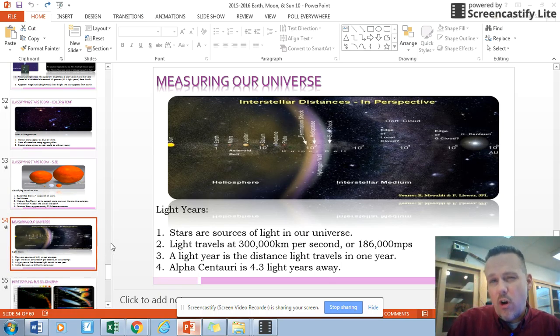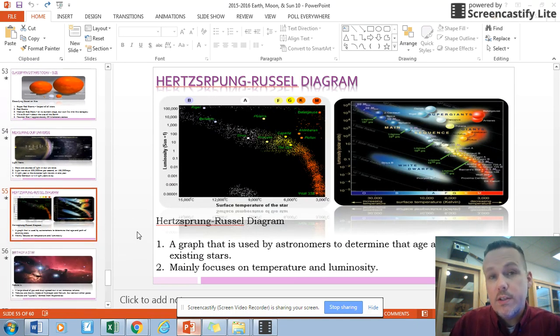Our closest star besides our sun is Alpha Centauri, and you can see that's 4.3 light years away. So going that fast right there, 186,000 miles in 1 second, if you could go that fast, it would take you 4.3 years to get to the next star besides our sun.